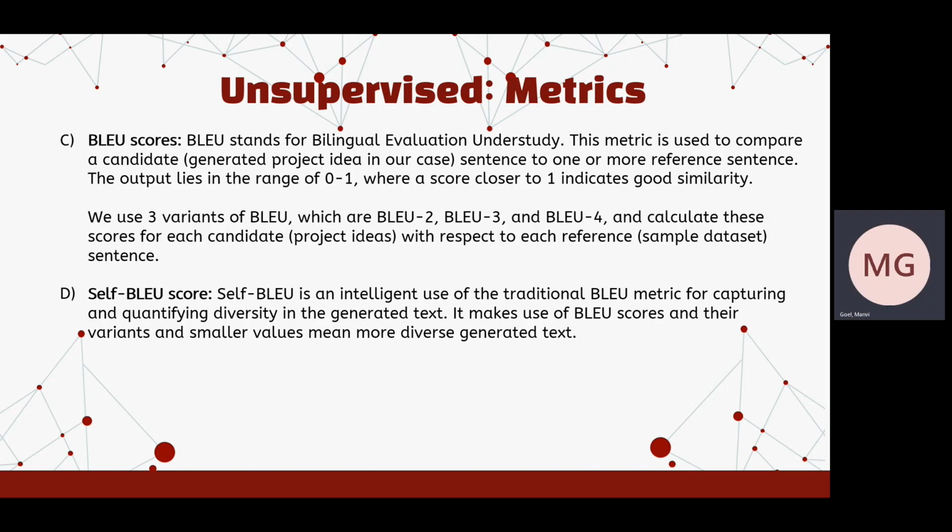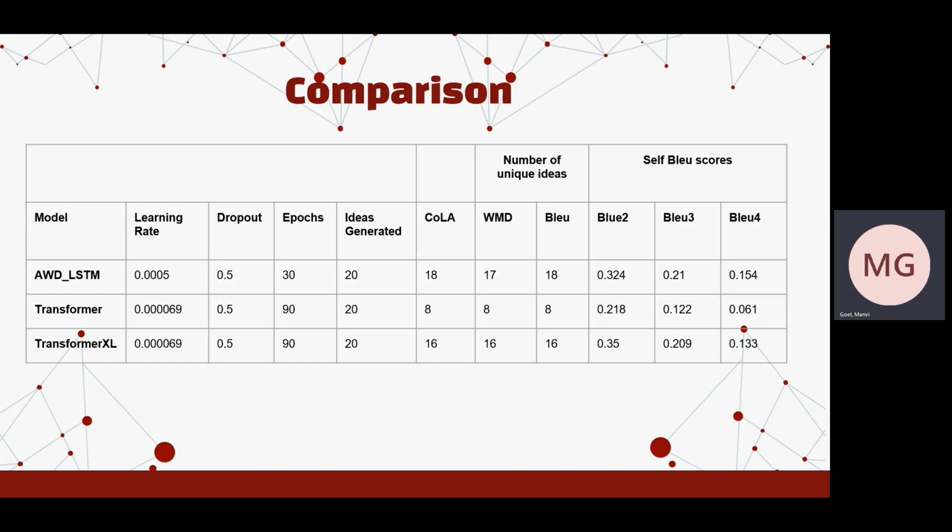Self-BLEU is a metric that is used to quantify the diversity in the generated outputs itself. And for our experiments, we want this score to be as low as possible, which would indicate a higher diversity in the generated text. This table represents a comparative analysis of the different metrics performed on the three different models.